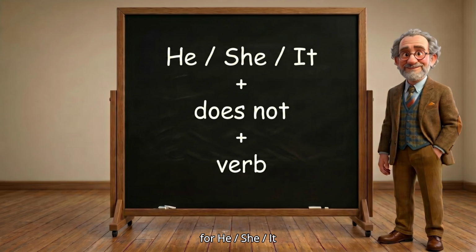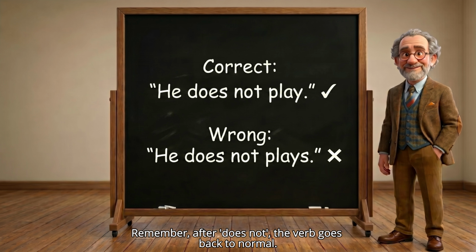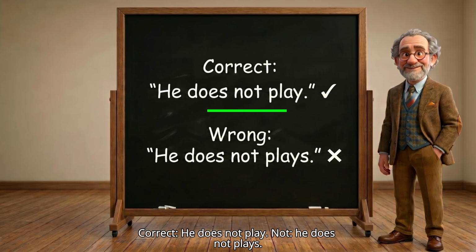For he, she, it. He, she, it, plus does not, plus verb. Examples. She does not watch TV. He does not eat meat. Remember, after does not, the verb goes back to normal. Correct. He does not play. Not, he does not plays.